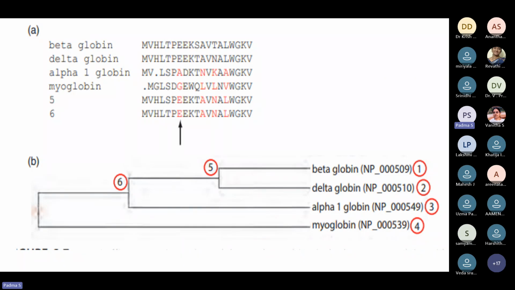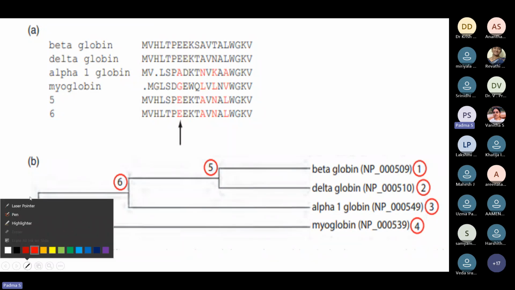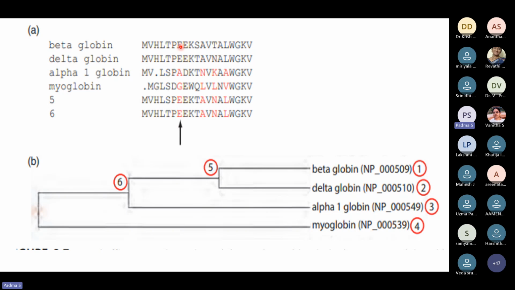Example is given here. It is indicated that they are all changing with respect to a particular amino acid mutation here. They are replaced at one particular position. You can see that here the beta and delta globin have almost the same sequence, except this, but alpha 1 globin, myoglobin, and other types of globins have a replacement of a particular type of amino acid. So what is A, what is G, what is E?